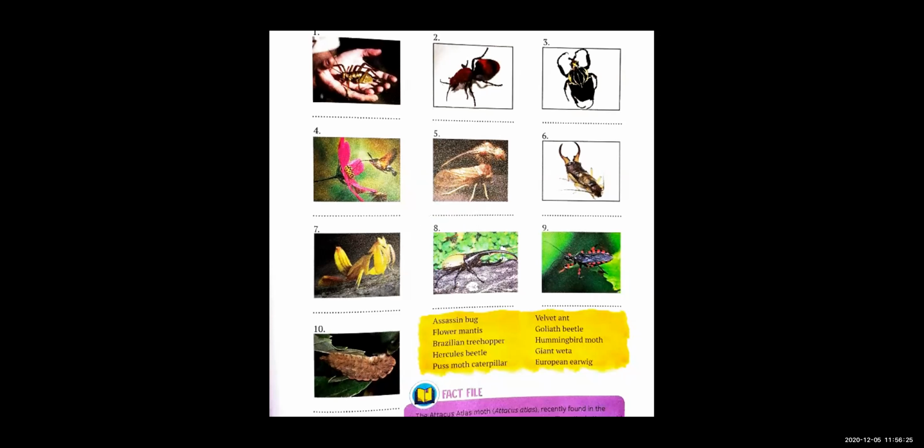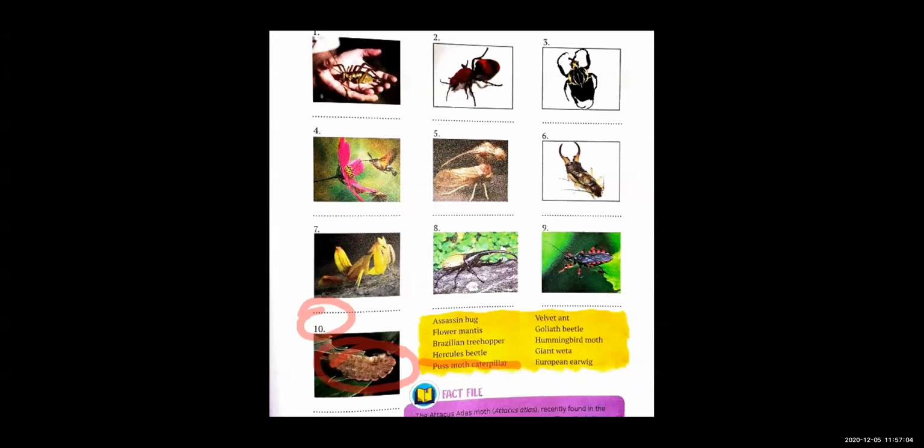Right, children? Now let's proceed towards the 9th one. The 9th one is an assassin bug. Right? And the last one is very difficult to identify, but it is a caterpillar, right? And its name is puss moth caterpillar. So this is your first page. This is page 7 of your GK.